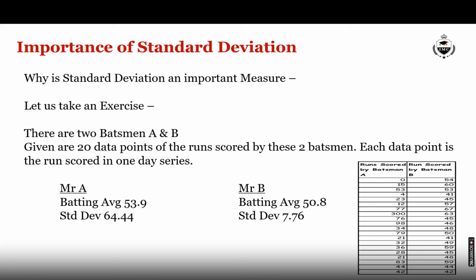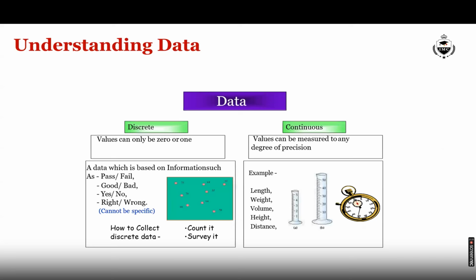Now you see the data on the right. If you see batsman A's performance, there is no consistency across. But in batsman B, there is always a consistent performance and all the results are closer to the average.